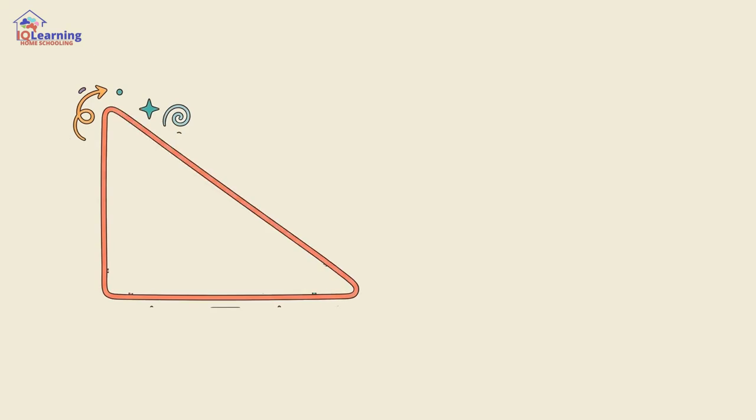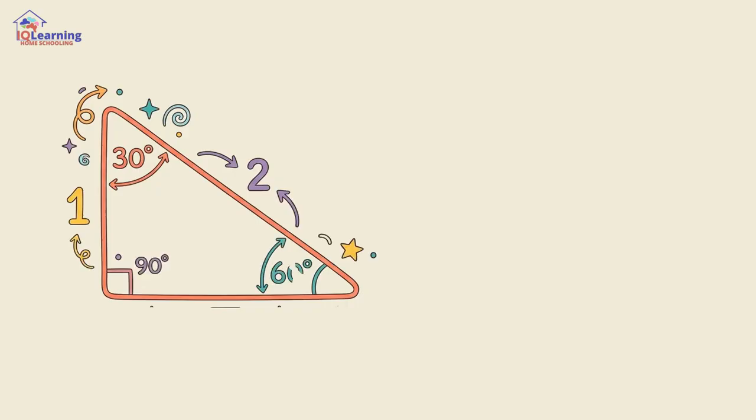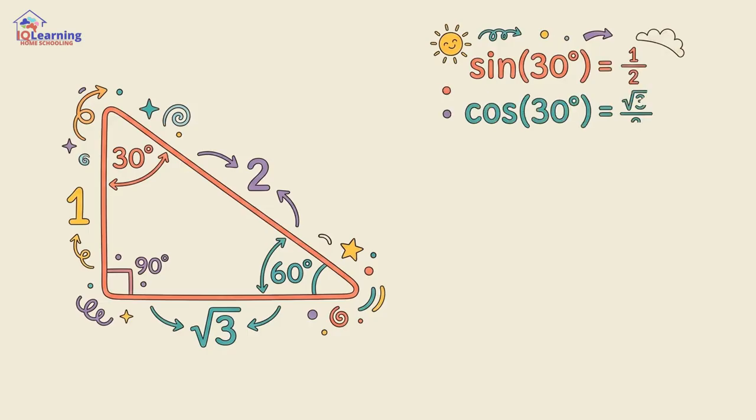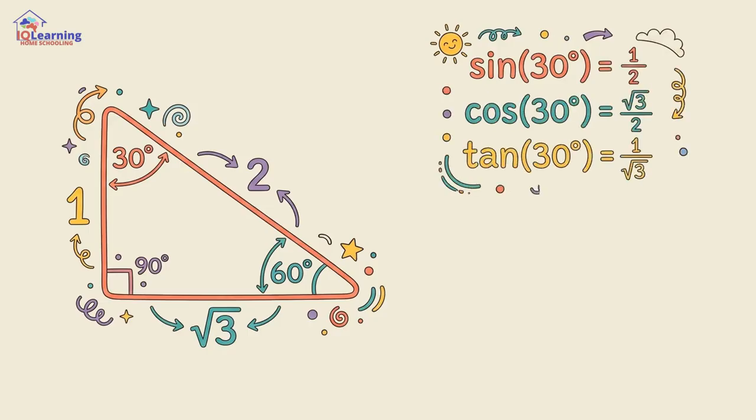Now be careful with the angles. The side opposite 30 degrees is the short side, 1. The side opposite 60 degrees is the long side, square root of 3. For 30 degrees, sine is 1 over 2. Cosine is square root of 3 over 2. Tangent is 1 over square root of 3.